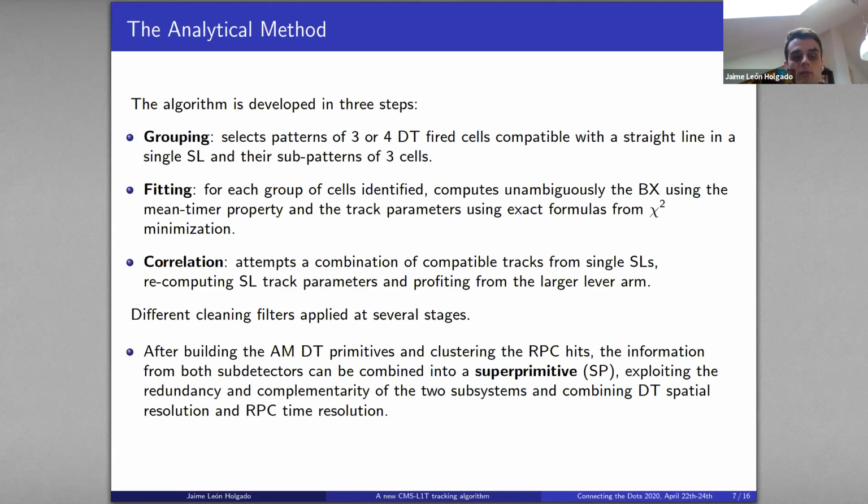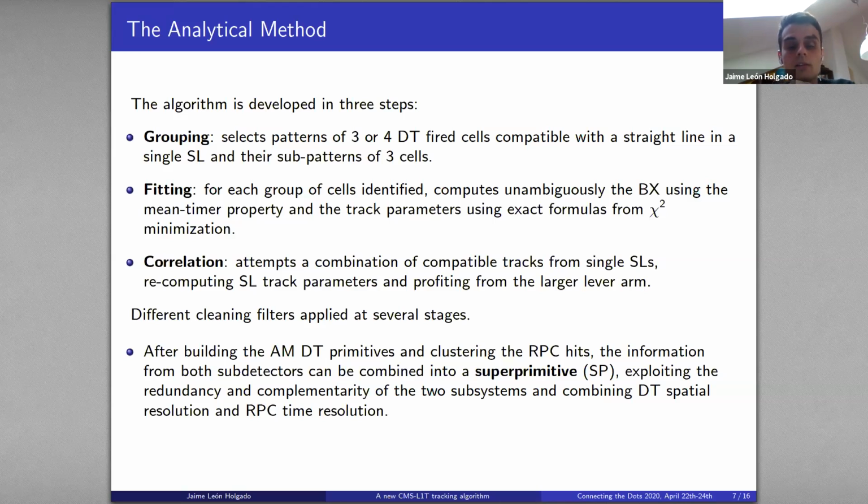The first one is the grouping. The algorithm selects patterns of 3 or 4 DT fired cells that are compatible with straight lines in a single superlayer, and also their subpatterns of 3 cells. Then the fitting: for the groups that the grouping identifies, it computes unambiguously the bunch crossing using the mean timer property, and also the other track parameters using exact formulas obtained using chi-square minimization.